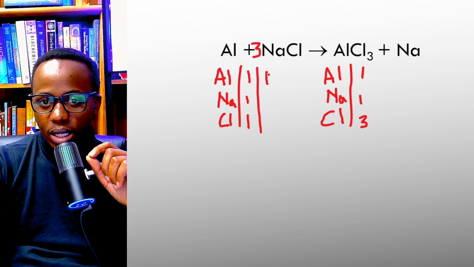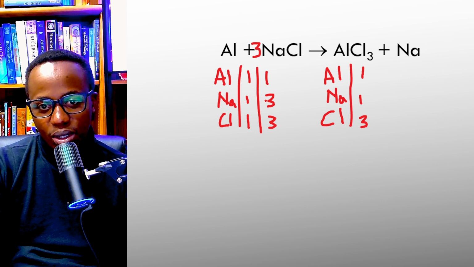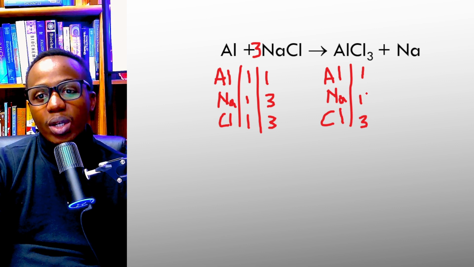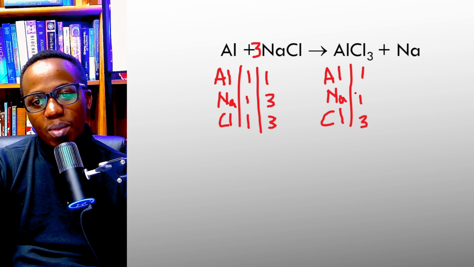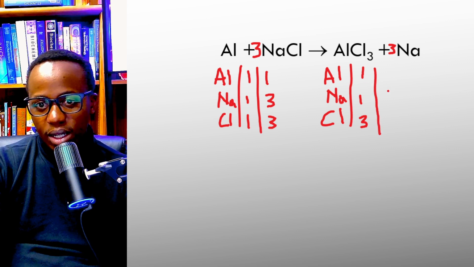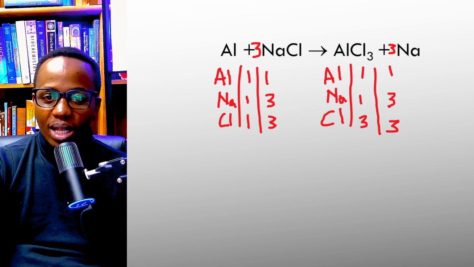So aluminum is still 1. Sodium is now 3. Chlorine is 3. All right, are we balanced? No, we are not balanced because now we just messed up sodium. We have 3 here, we have 1 here, but that's okay because we're going to multiply. So you have 3 here, you have 1 here, you multiply this side by 3. So you go where you have Na, you put 3 in the front, you draw a line, and now you have aluminum, which is 1, sodium is 3, then chlorine is 3, and it is balanced. It's balanced.